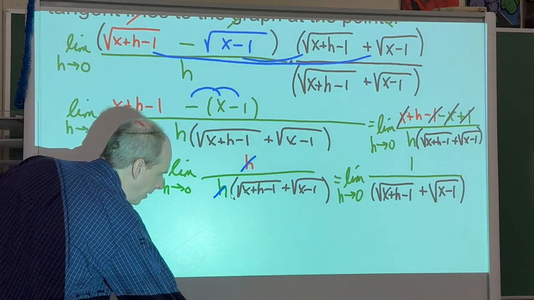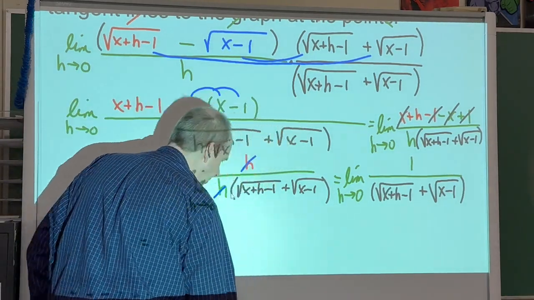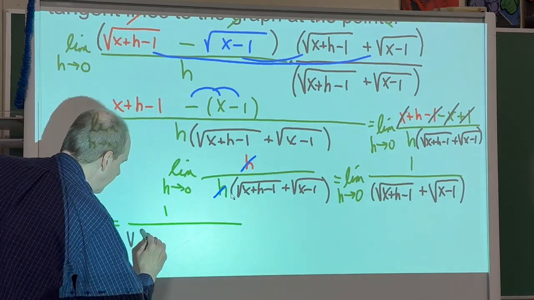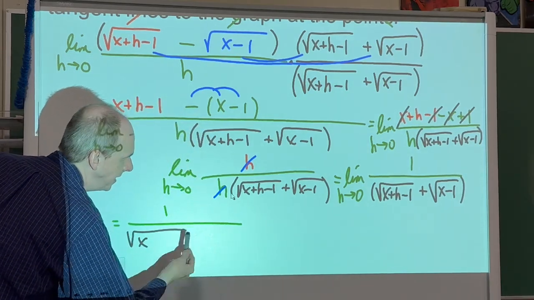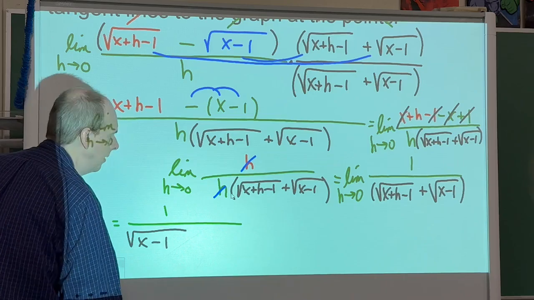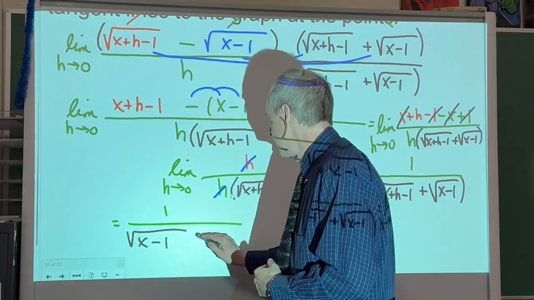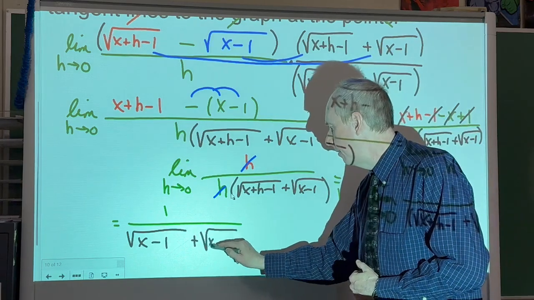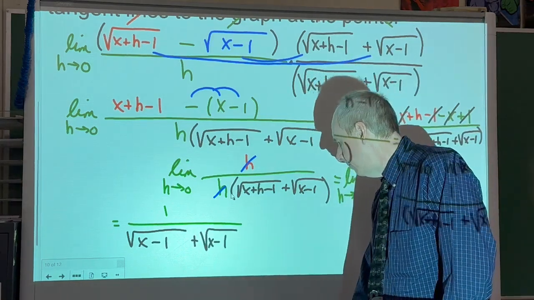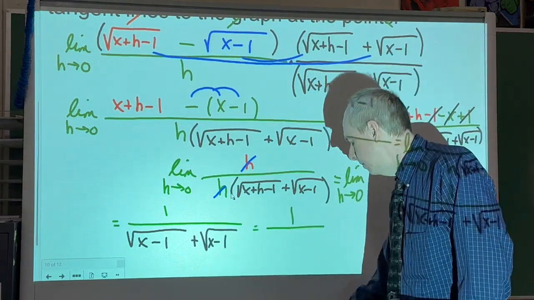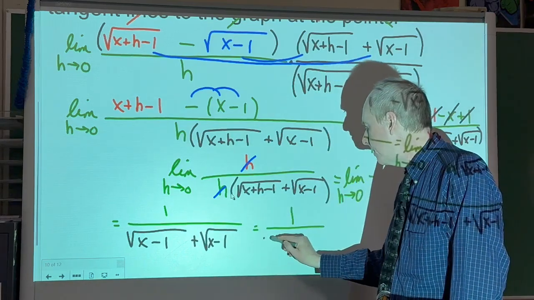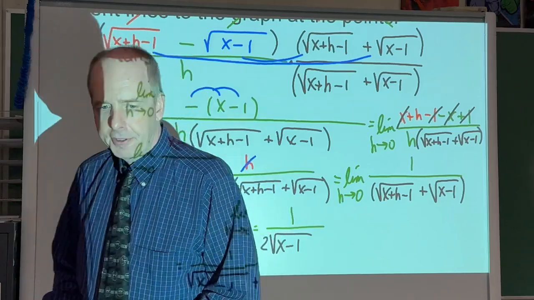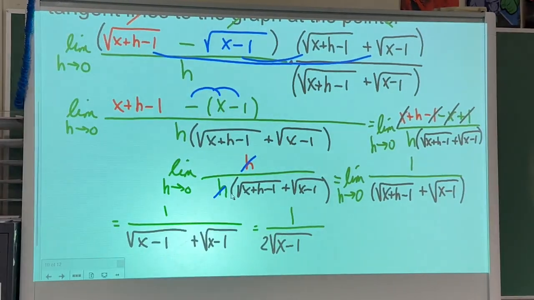Okay, so plugging in 0 here, I get 1 over square root of x plus 0 minus 1 plus square root of x minus 1. Well, what does that simplify to? You have 2 of these, so you get 2 square root of x minus 1. There's your derivative.